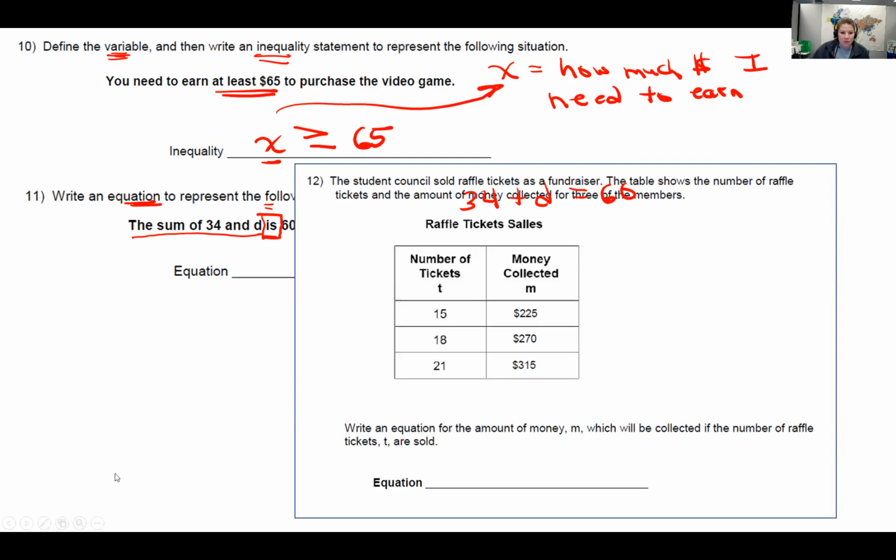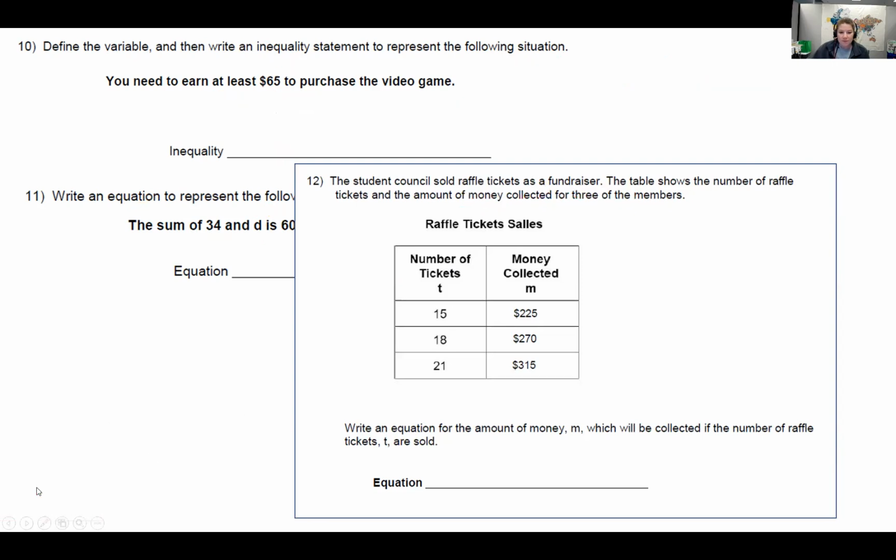And then number 12, let me get rid of these words. The student council sold raffle tickets as a fundraiser. The table shows the number of raffle tickets and the amount of money collected for 3 of the members. Write an equation for the amount of money, M, here's my amount of money collected, which will be collected in the number of raffle tickets, if the number of raffle tickets are sold. So what am I doing to each of these numbers to get that number? What am I doing to 18 to get 270? What am I doing to 21 to get 315? Well, at first I'm not sure.